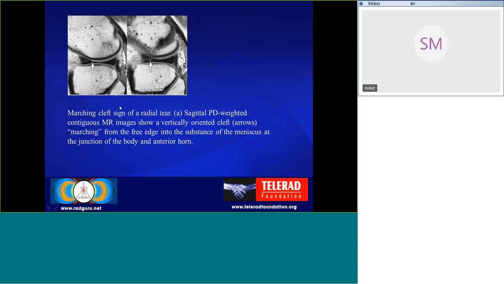So marching cleft sign means the vertically oriented cleft that is marching from the free edge into the substance of the meniscus and involving both the articular surfaces. This is the classical sign of a radial tear. Here we are seeing a radial tear cleft at the junction of the anterior horn and body of the lateral meniscus.